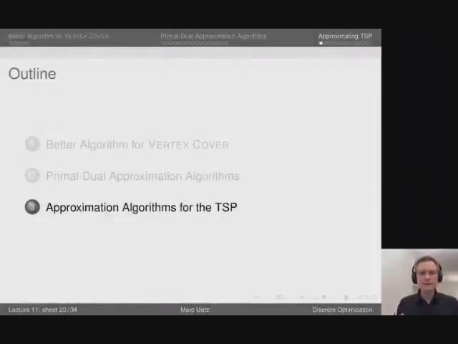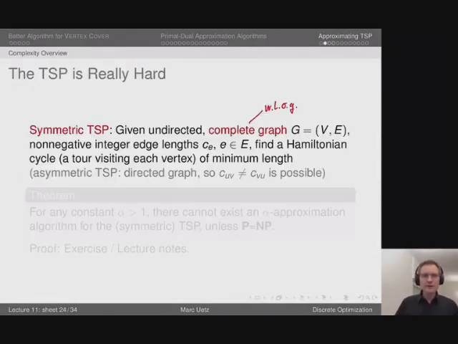Okay, so let's have a look at the TSP, the traveling salesperson problem. Briefly again, the definition of the problem. So we are essentially looking at a symmetric TSP where we have an undirected graph, G, without loss of generality complete, because we could add all the missing edges and give them infinite costs. So the edges of the graph have non-negative edge lengths or costs, c_e, and we want to find a Hamiltonian cycle, so that's a tour visiting each of the vertices exactly once and going back to where we started, of minimum total length.